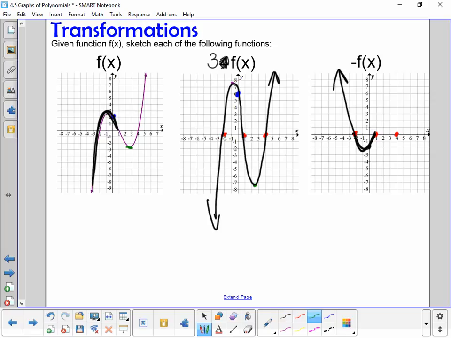And on the other side, instead of dipping down and heading up to infinity, we're going to flip that over. It's going to go up and down, like that. So that's what our function looks like when it's reflected. And reflection in function notation looks like timesing the function by -1.